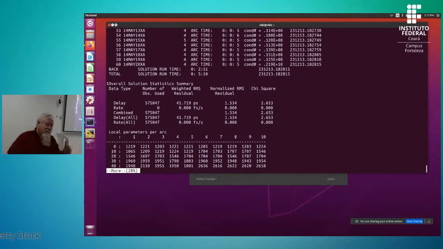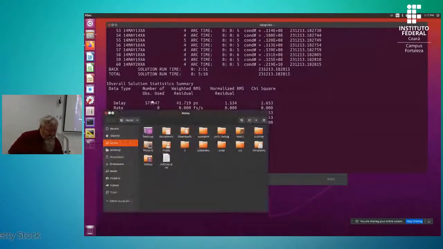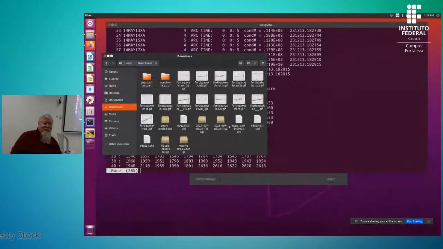I have another topic before I get to there, but I'm going to open my File Explorer. Let me ask you a question. What's our favorite VLBI station? Audialdo, what's your favorite VLBI station? Fortaleza.